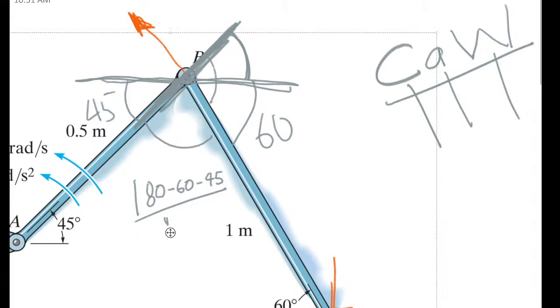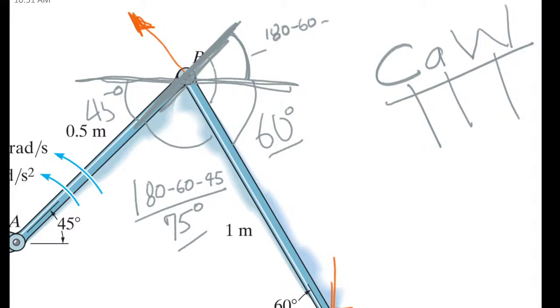So if I do all this, I don't know what happened here. I hit the, so that's 75 degrees. This is 60 degrees. That's 45 degrees. That makes this one 180 minus the 60 minus the 75, or 45 degrees. Now that was a stupid thing to do because actually this is opposed to that.